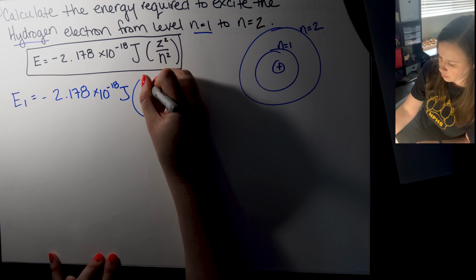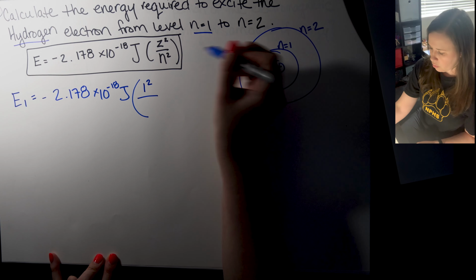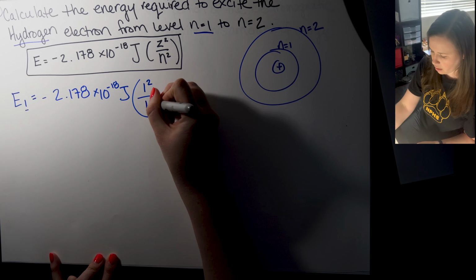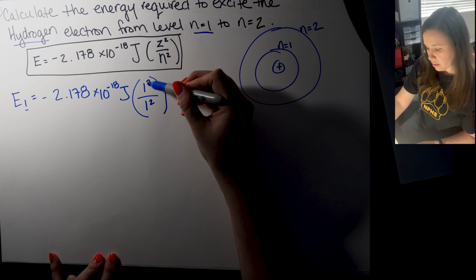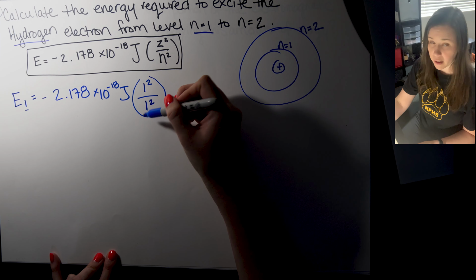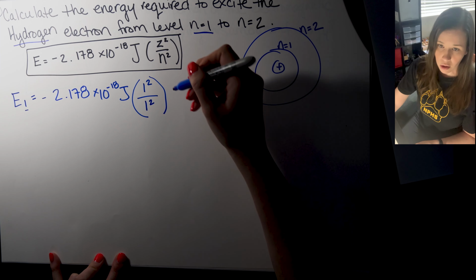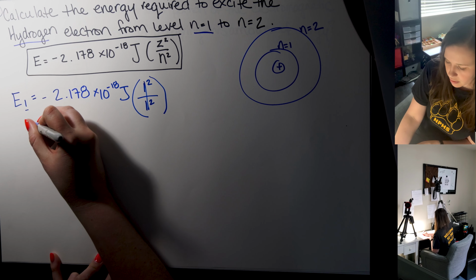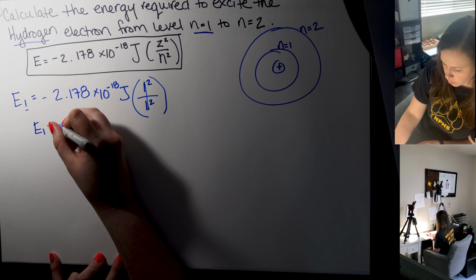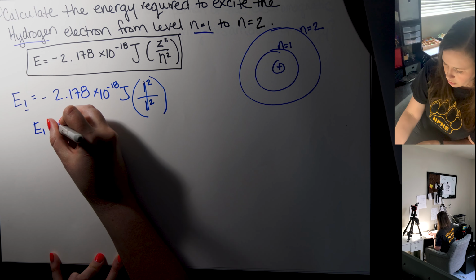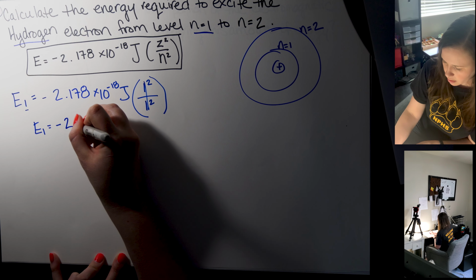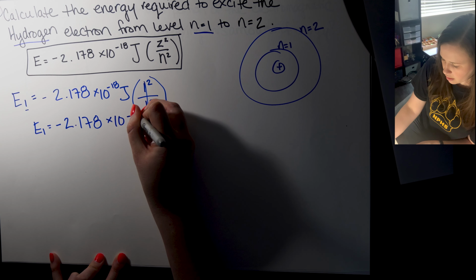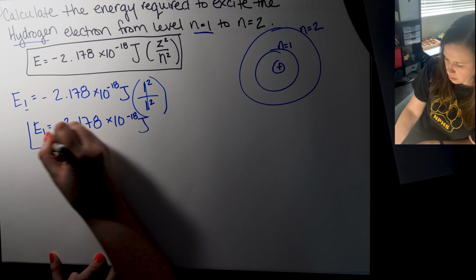So I'm going to put in 1 squared on top. And then we're doing this for the N1 for E1, so I'm going to plug in 1 for the N as well. So 1 squared, which is 1, divided by another 1 squared, also 1, is all 1. So what do you get when you multiply something by 1? Itself, of course. So the answer for the first energy of the electron in N equals 1 is negative 2.178 times 10 to the negative 18th joules for E1.